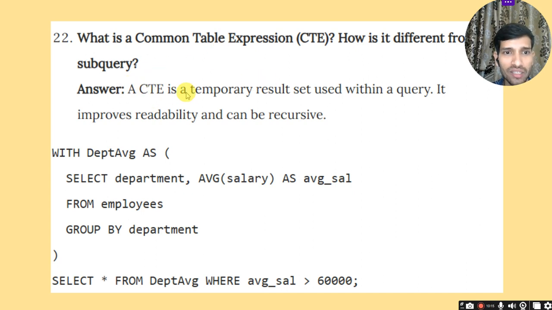A common table expression is a temporary result set used within a query. It improves readability and can be recursive. We have heard about the subquery, but here there is a SELECT * FROM department_average WHERE the average salary is like that, and here WITH department_average AS, we have written one query, so that acts as a common table expression.